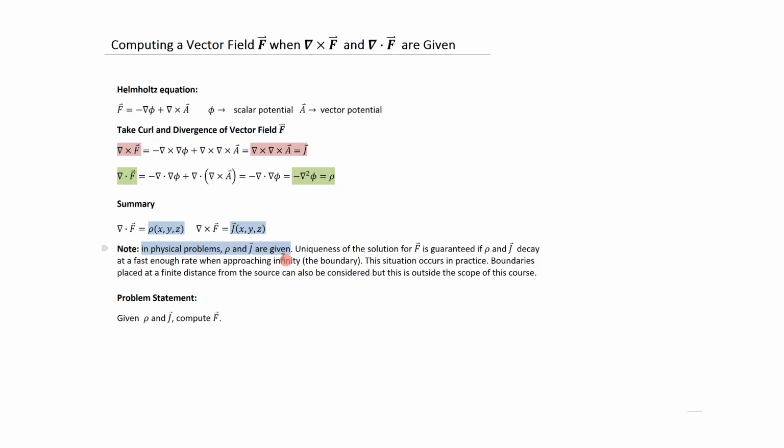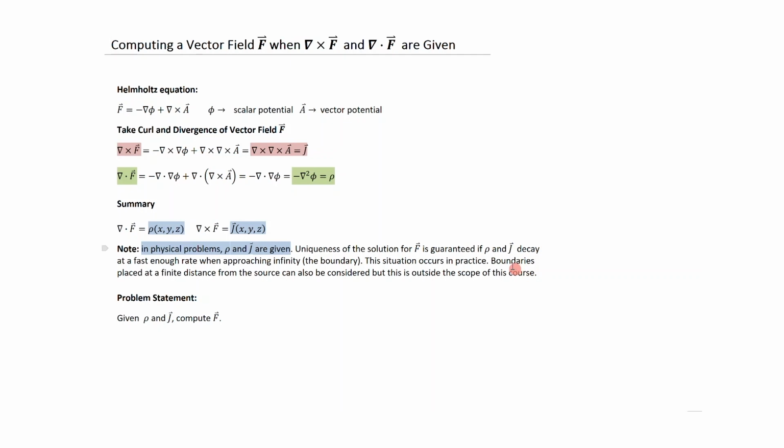The next question would be the uniqueness of the solution for F. It's guaranteed if rho and J decay at a fast enough rate when approaching infinity, which we call the boundary, and this is a situation that will occur in practice. There are more details in the expanded set of notes, but we're not going to deal with it at this point. Boundaries placed at a finite distance from the source can also be considered, but this is outside the scope of this course. Again, the detailed notes talk a little bit about this, but you're not responsible for it.